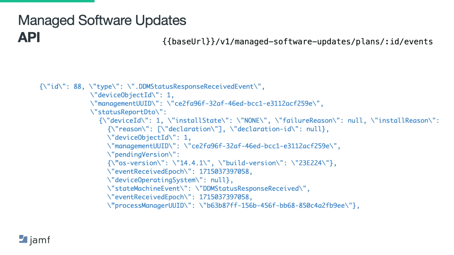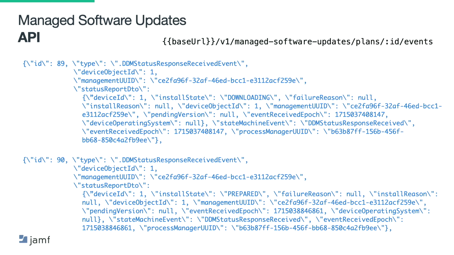So this is a status report saying, I've got that declaration. This is a version of the operating system I'm going to update to, and this is the deadline based on the local time on the device as to when that's going to happen.